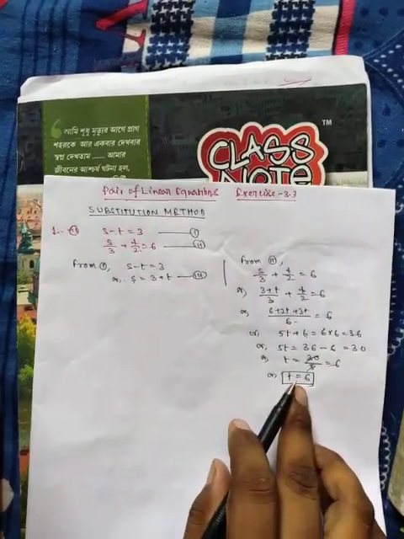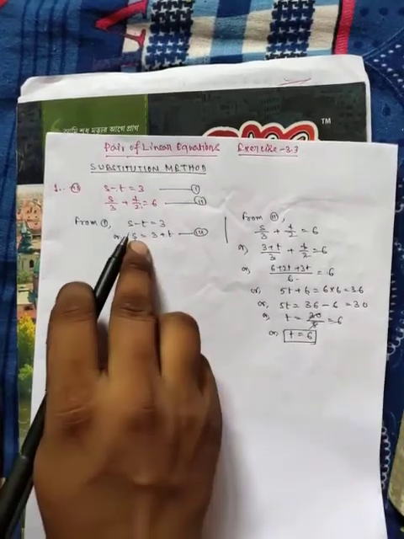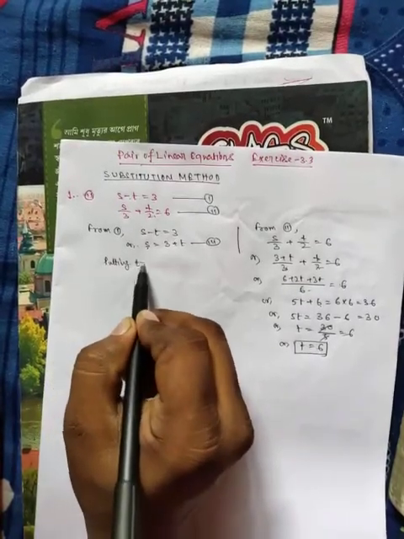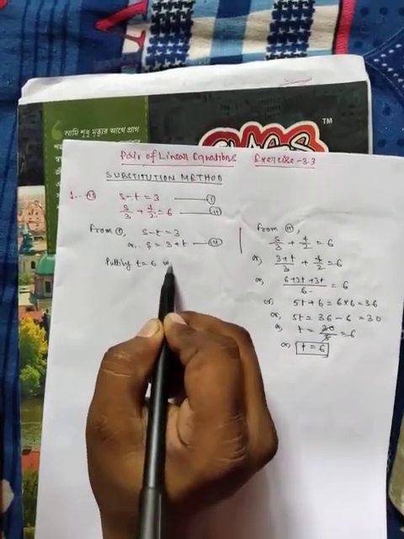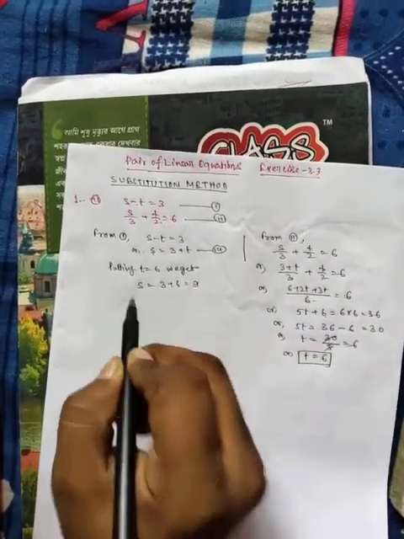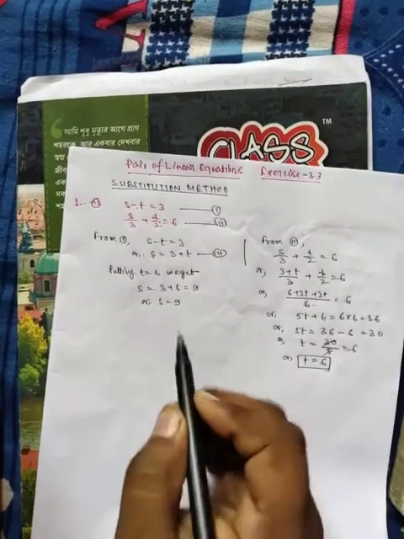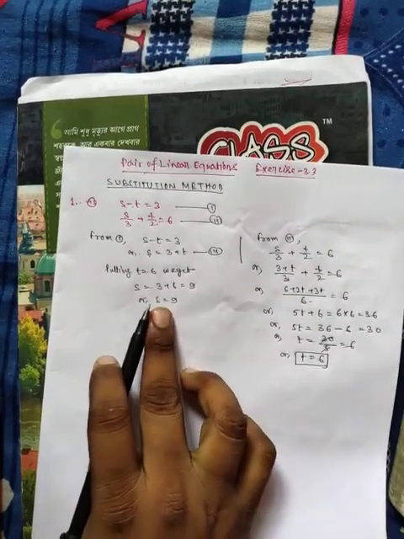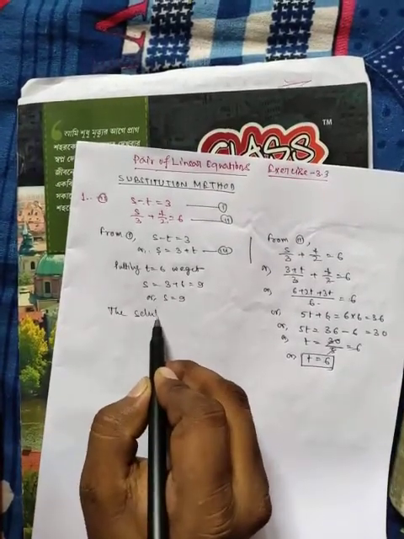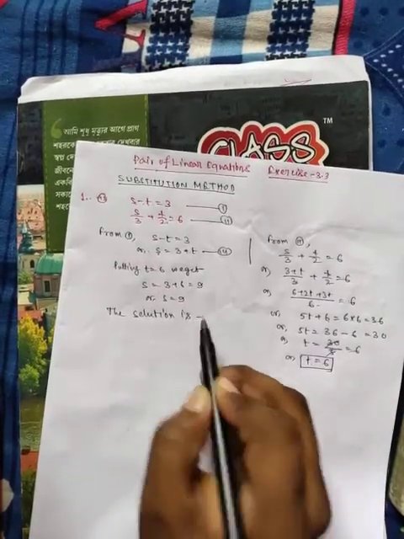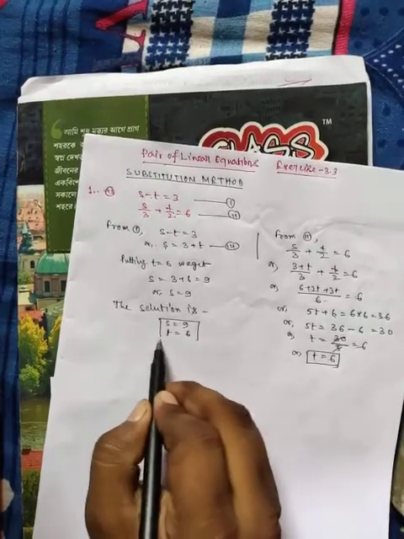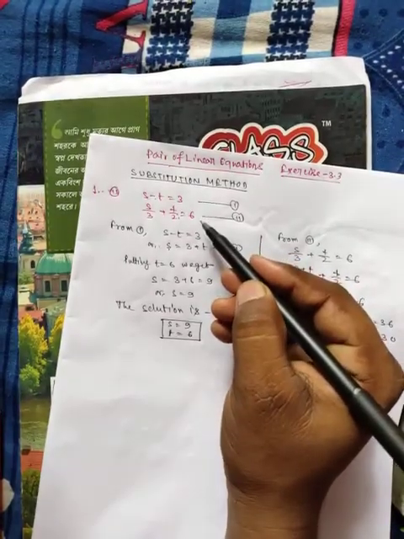Now we put the value of t in equation 3. So putting t equal to 6, we get s equal to 3 plus 6, that is 9, or s equals 9. So we have got the values of the variables s and t. The required solution is s equals 9, t equals 6. This is the required solution of this pair of linear equations.